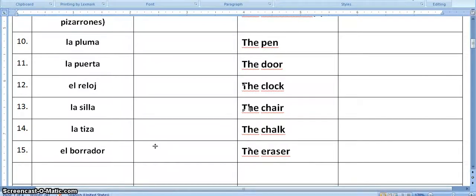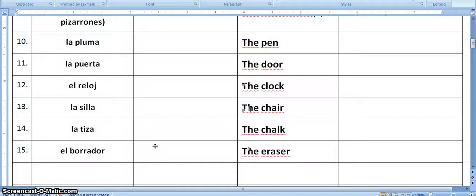Número 11, number 11, is la puerta, the door. Okay, or the portal, the door. Número 12 is el reloj, the clock, el reloj. Número 13 is la silla, the chair.